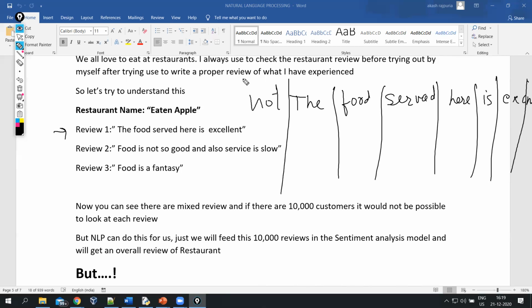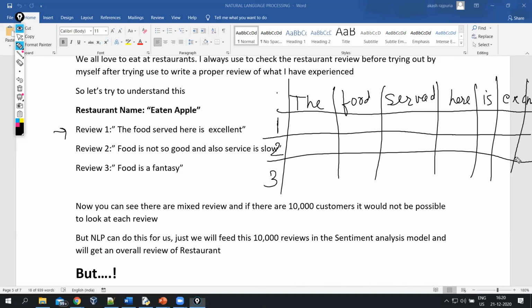Now I will check each and every word, so in this way we will create all the words as columns. Now we will check whether that word appeared in the document or not. For example, I will remove this not for you, so you can understand from this. This is my matrix where I have document 1, document 2, and document 3. So in the first document, I will check whether the is available. Yes, so I will give 1 here. Food is there, yes. Served is there, yes, 1. Here is there, 1. Is is there? Yes. Excellent is there, yes. Not is not there, so the last column is for not, and I will give 0 here.